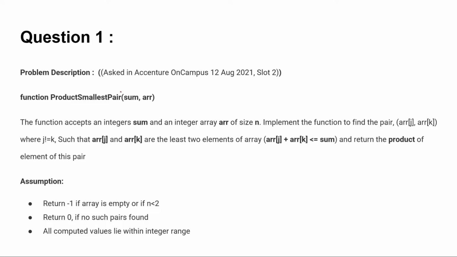So you can see this is a problem statement asked in the Accenture on campus interview on the 12th August. What the question says is we have to write the function product smallest pair. The function accepts an integer sum and an integer array of size n. Implement the function to find the pair array of j and array of k, where j is not equal to k, such that array of j and k are two elements of the array and their sum should be less than sum, which we are getting as a parameter.